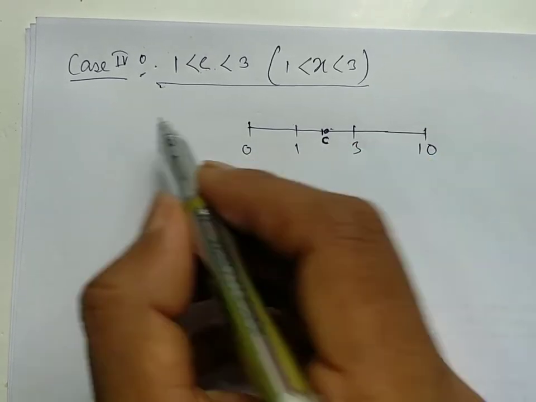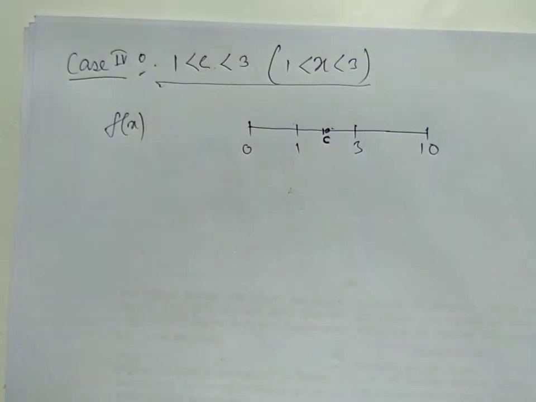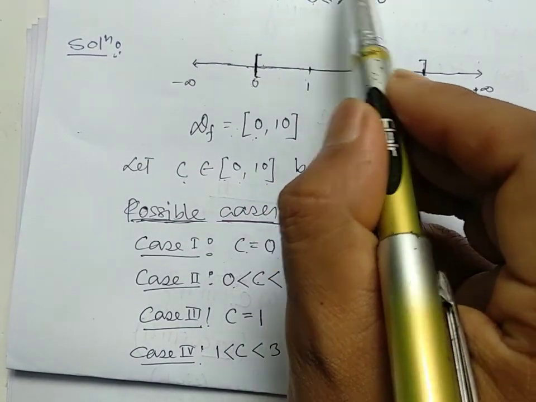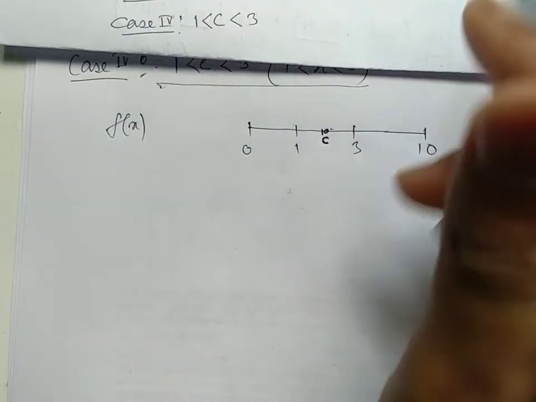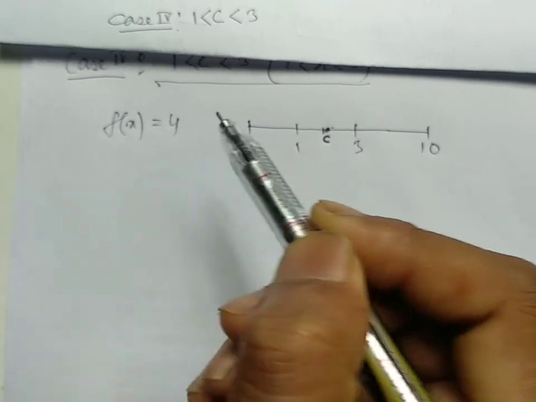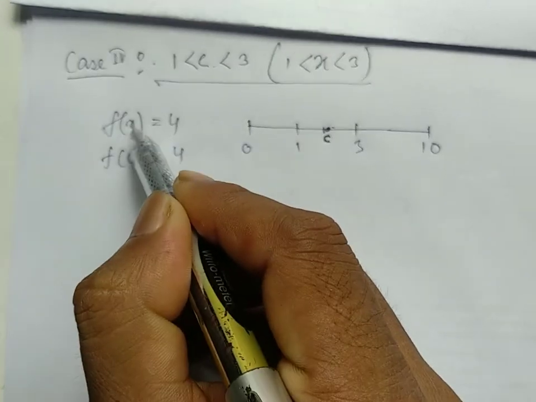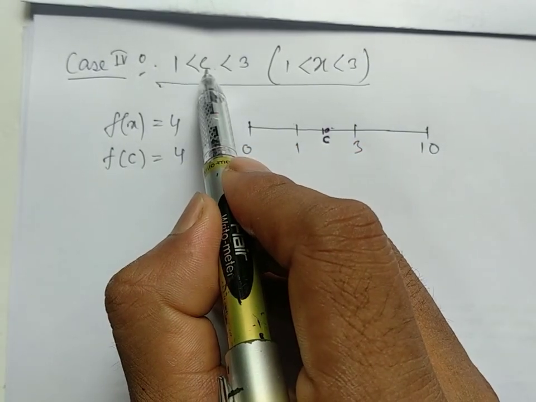Then what will we do? First of all, we will consider f of x. For C lies between 1 and 3, C lies between means x lies between 1 and 3. What is its functional value? f of x is equal to 4. So that's why the function is 4. Now what will we do? First of all, we will try to find out the functional value. Why have I written x is equal to C here? Because the value of C is not specific.